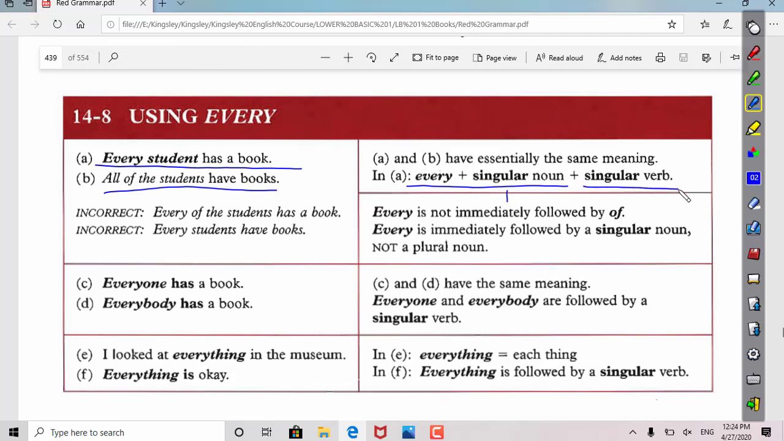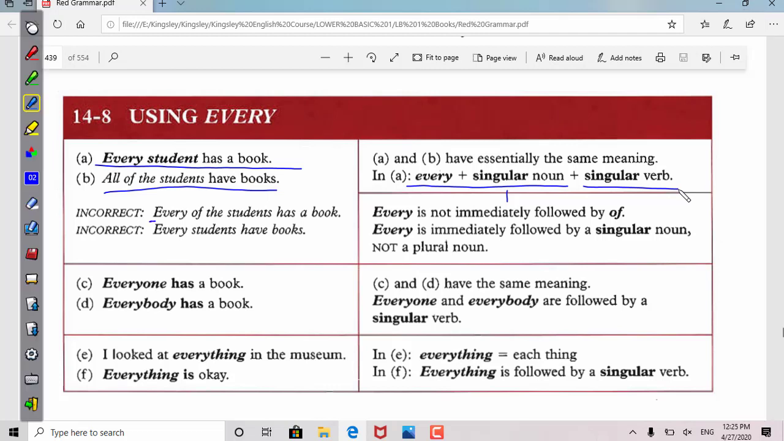Misalnya every book, every woman, every house, and so on. So when we talk about every, setelah every langsung dia singular noun, begitu. Alright? And this one, everyone has a book. C and D have the same meaning. Everyone, setiap orang, everybody, setiap orang, just the same.